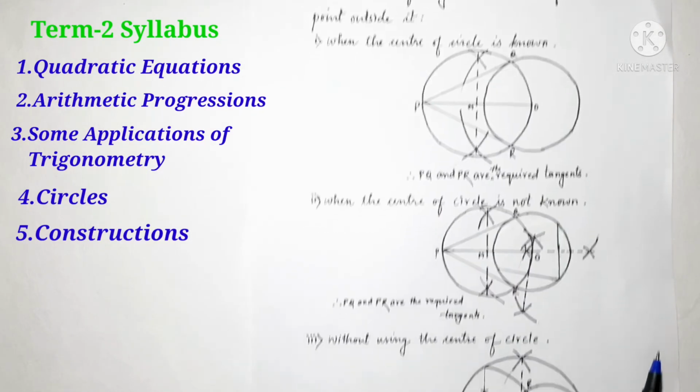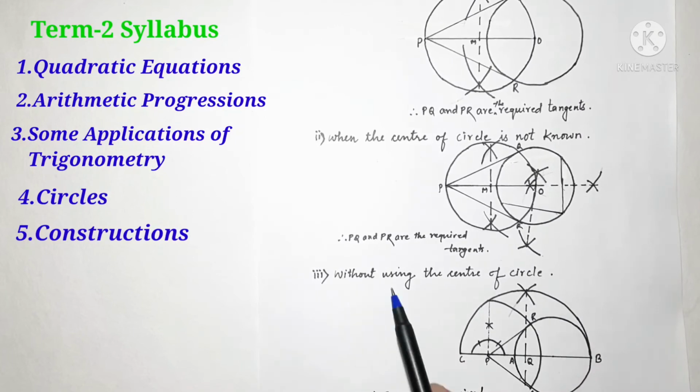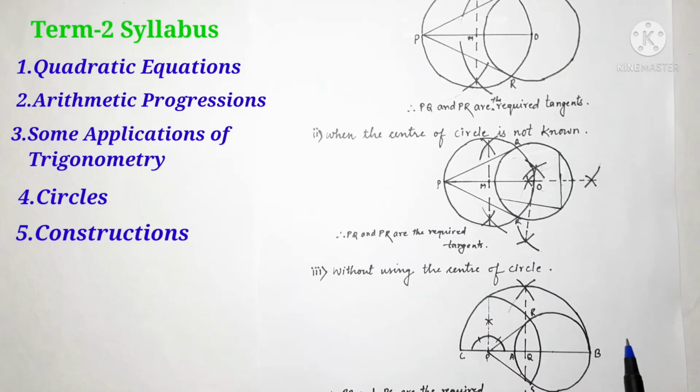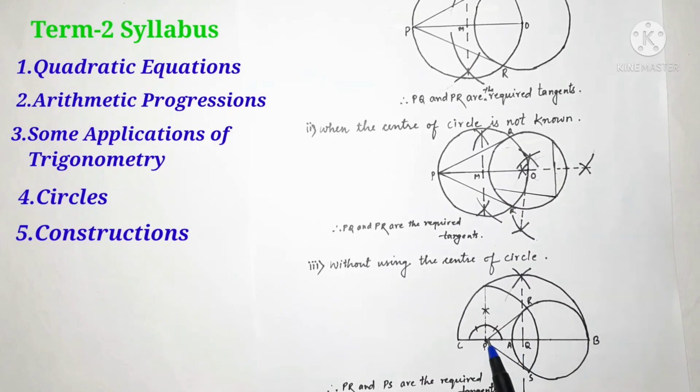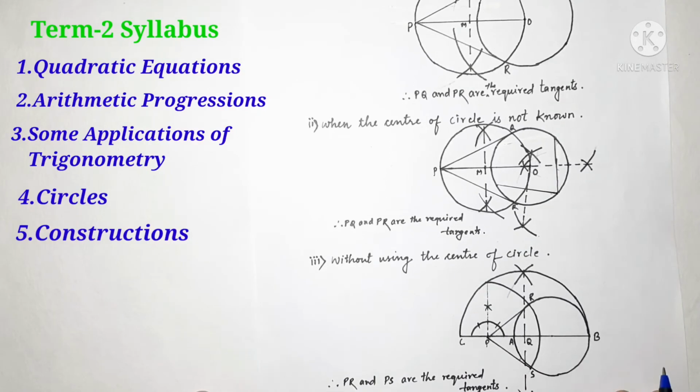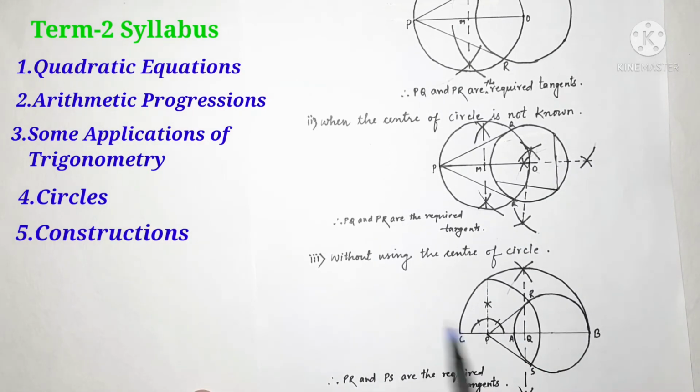Third condition, without using the center of the circle. Now you have to construct the tangents without using the center. For that, the construction is this. You take the circle, and then take the point P outside, and the rest of the construction follows. You do this construction when you are not using the center. So that's all from constructions.